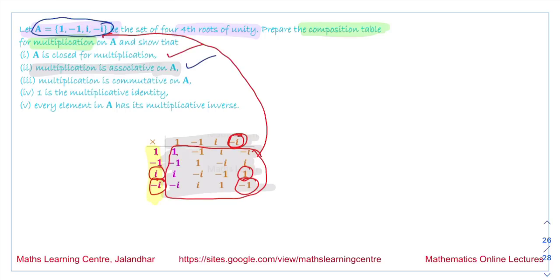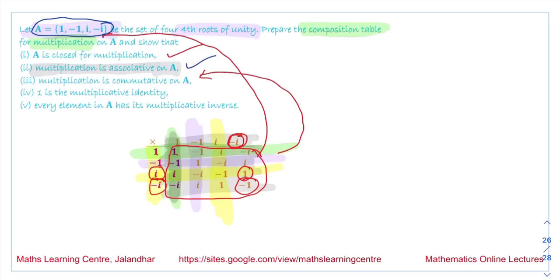Next we are talking about commutativity. To prove that it is commutative, look at this first column over here, it is 1, minus 1, iota and minus iota. Look at this first row over here, both are same. The second column and second row are same. Next, the third row and third column are same. Similarly, the fourth row and fourth column are same. So from this we are saying that multiplication is commutative on A.